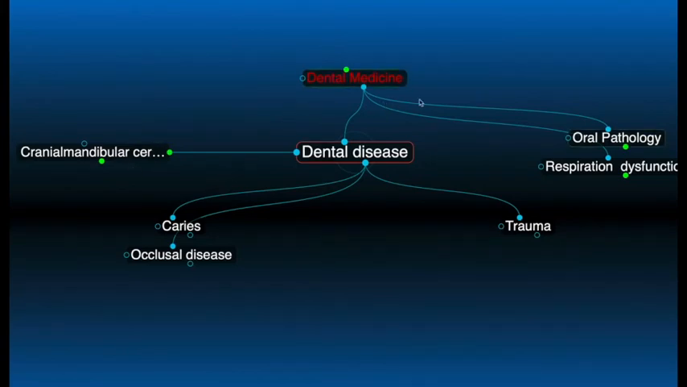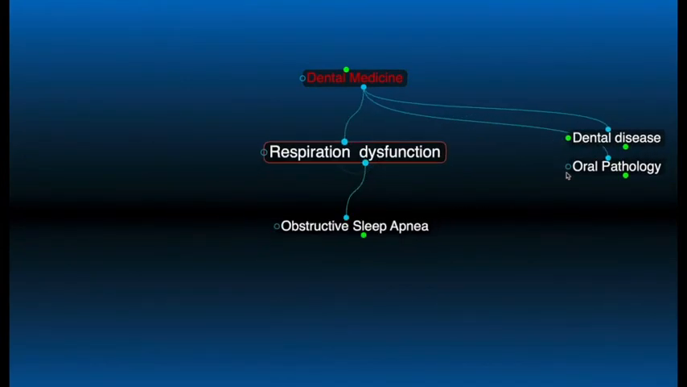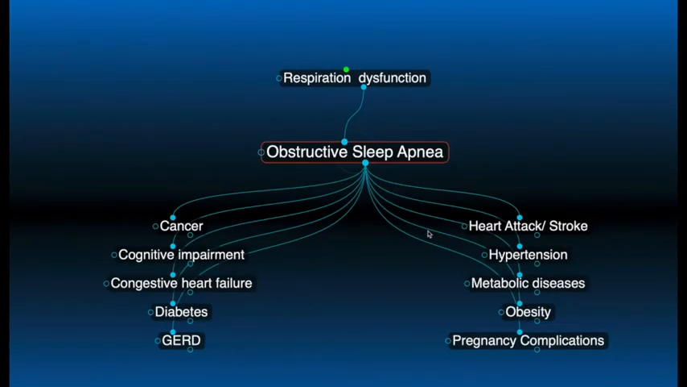The second area is that of respiration. Dentists have a role to treat the second most common sleep-disordered breathing pathology, that of obstructive sleep apnea. Sleep apnea, which is treated by dentists with oral appliances, contributes to a variety of systemic pathologies such as heart disease, diabetes, GERD, stroke, hypertension, metabolic diseases, and pregnancy complications. Sleep apnea is highly inflammatory and damages the body at a cellular level.